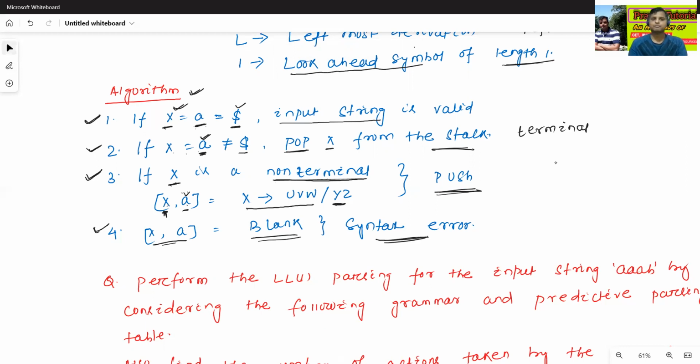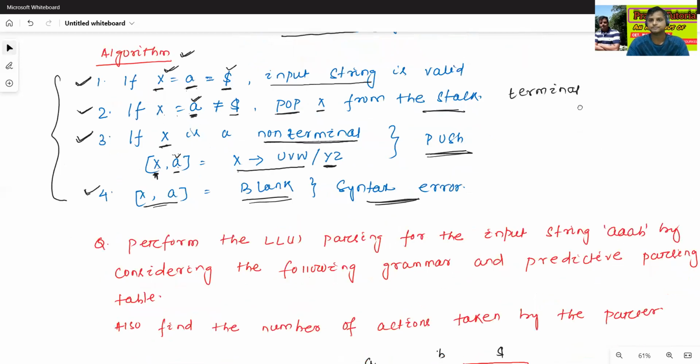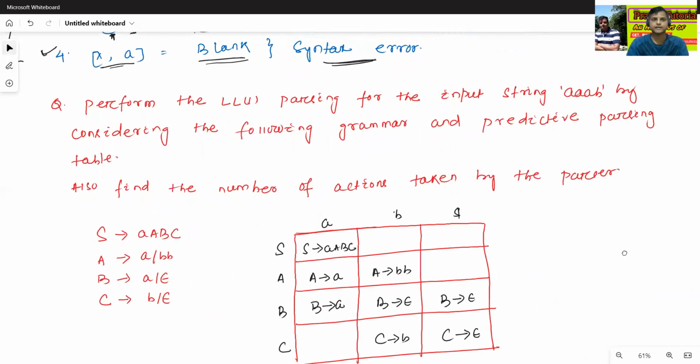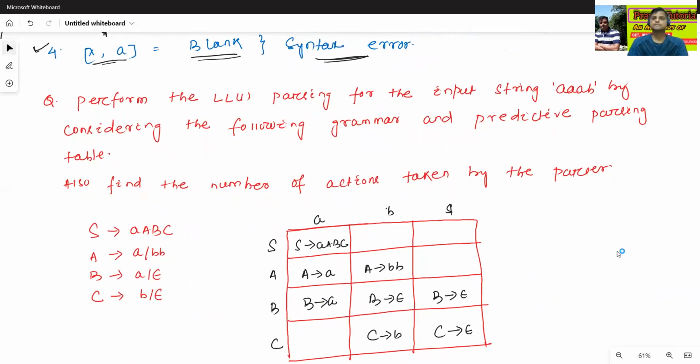So how to perform these 4 steps? Try to understand these 4 steps with the help of an example. This is a very easy and very important algorithm. Perform the LL1 parsing, or we can say predictive parsing also, for the input string.